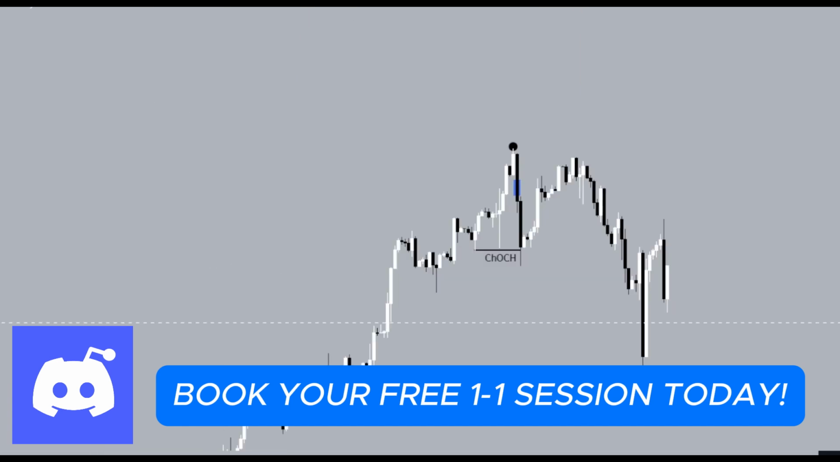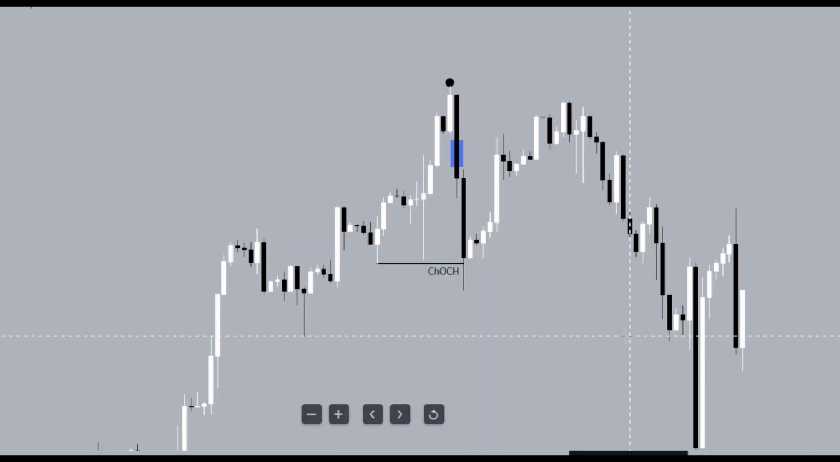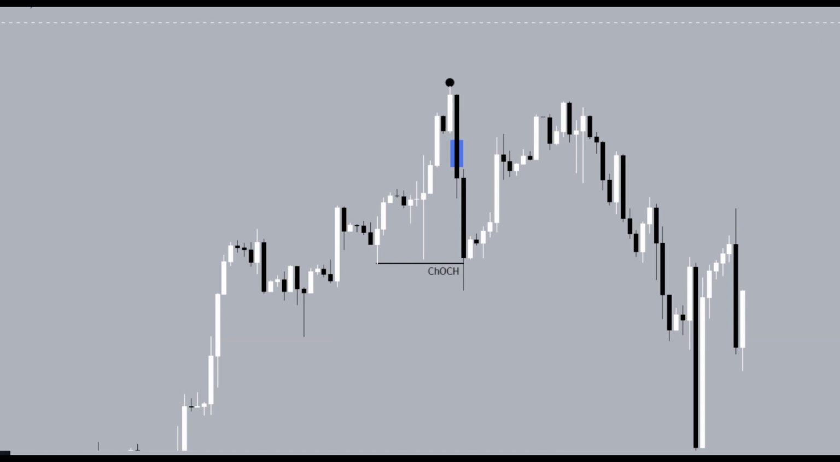But what we did see last week is a 4-hour change of character. And a 4-hour change of character is a very, very powerful realization or a very, very powerful price action technique you can use to determine a potential retracement in the markets, right?